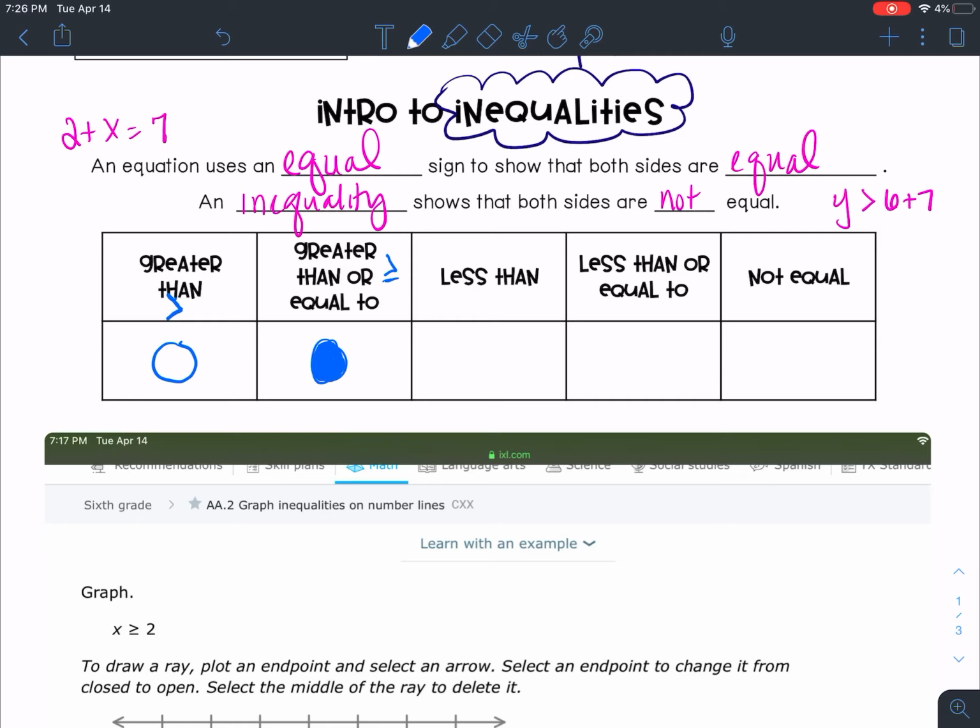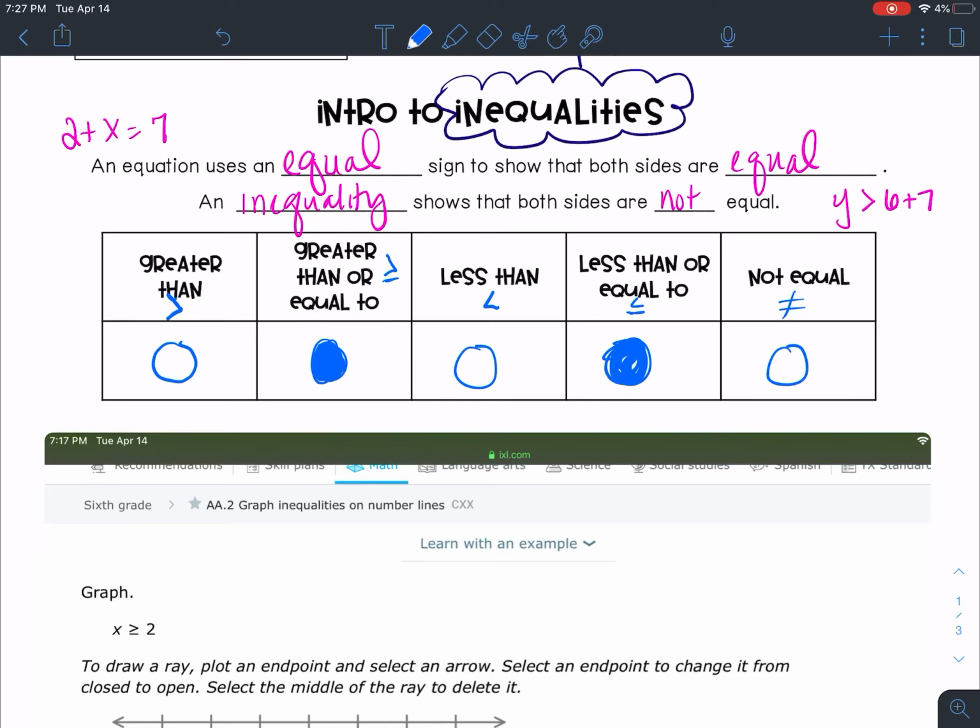If I have less than, the one that goes like that, the little alligator, the way you guys say it, I'm not saying it can be equal to, so it's an open circle. If I have less than or equal to, meaning it has a little line on the bottom, it would be shaded in. Now, not equal, meaning it cannot equal that, would be open.